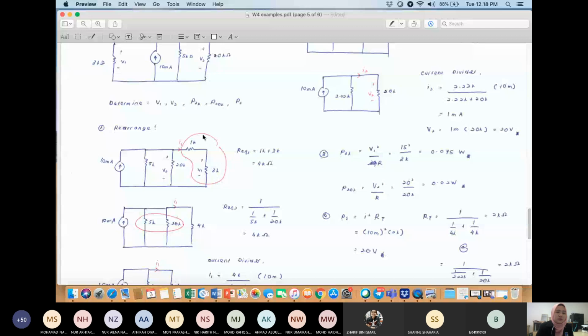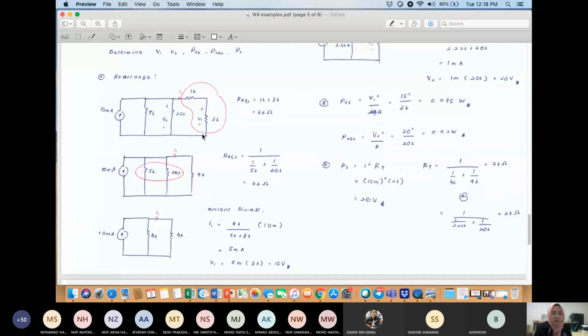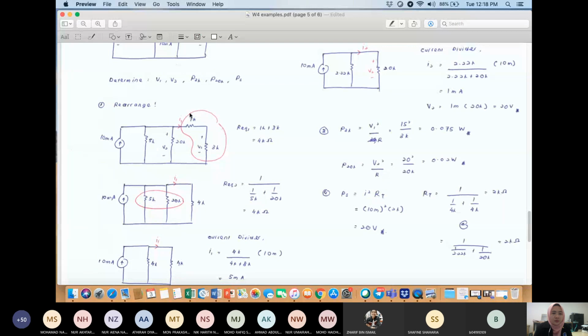Now, after you have rearranged, you need to simplify the circuit. 1K and 3K are in series. So the R equivalent one over here is 1K plus 3K, so it is equal to 4 kilo ohm. Then this is the simplified circuit.